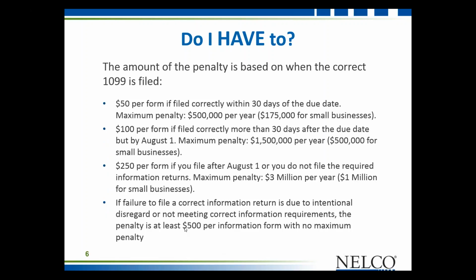But lastly, one I want to focus on is if the failure to file a correct information return is due to intentional disregard or not meeting correct information requirements, the penalty is at least $500 per information form with no maximum penalty. So basically, if you intentionally decide not to do these, you know you have to, but you just decide not to, you are looking at a $500 per return penalty, pretty stiff.